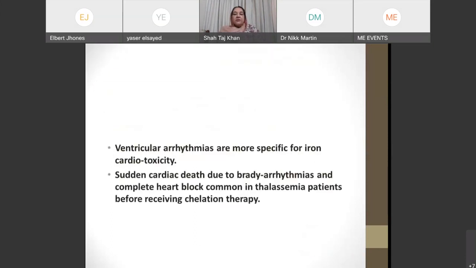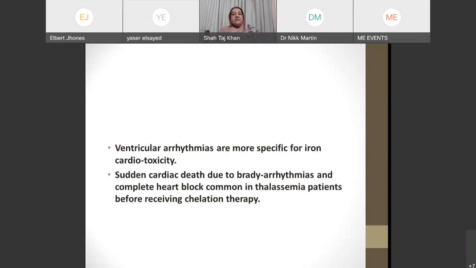The ventricular arrhythmias are more specific for iron toxicity because of the toxic radicals being released and the lysosomal failure to take up these toxic radicals. We have seen sudden cardiac deaths. Many a time the patient is lying asleep at home, and the parents report that he didn't awake in the morning, and that is because of sudden cardiac death. And complete heart blocks are common too in these thalassemia patients before receiving chelation therapy.